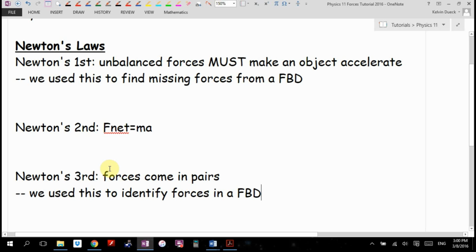Or when you're walking, which way do you push with your feet? Backwards. What force pushes you forwards? Friction. We knew that there had to be a force pushing you forwards because you were accelerating forwards. That was Newton's first law. We figured out what it was by saying, oh, you push against the ground and the ground pushes back against you. Newton's third: forces come in pairs. That's really why I spent so much time on those.